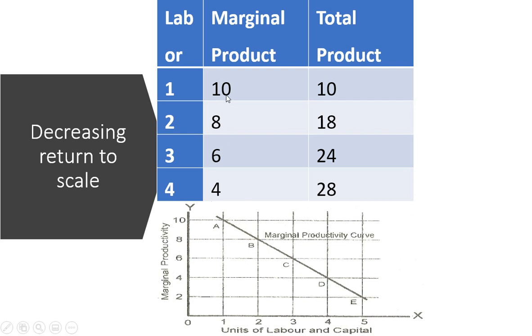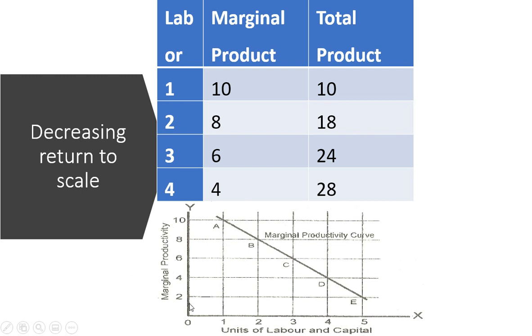The first labor gives us 10 output, the second labor gives us 8, the third gives us 6 and the fourth gives us 4. So every additional labor is giving us less and less production as compared to the previous one. That is why we are calling it decreasing return to scale. No doubt our total product is increasing, but total product increases at a decreasing rate. As you can see, the change from here to here is 10 units, but the change from 18 to 24 is 6. No doubt total product increases, but now the change is less as compared to the previous change.